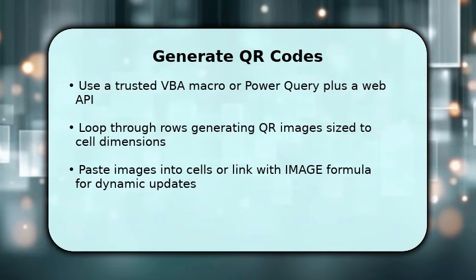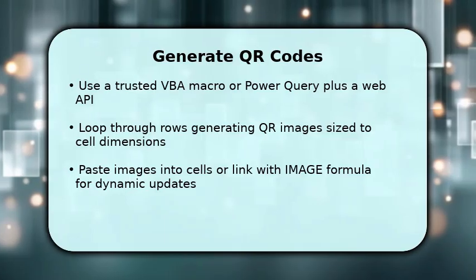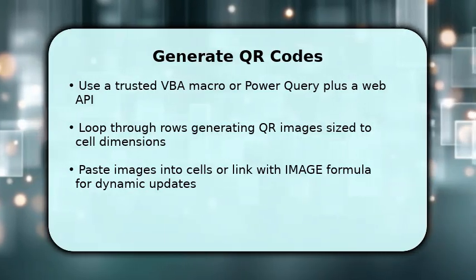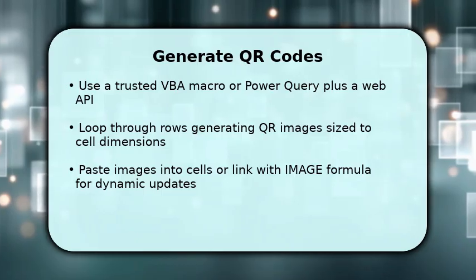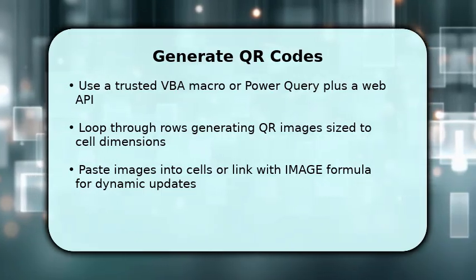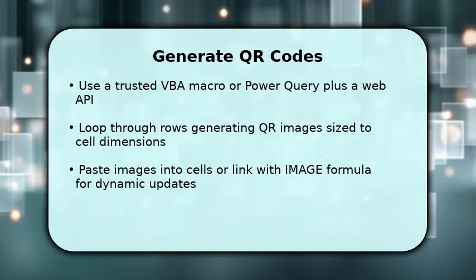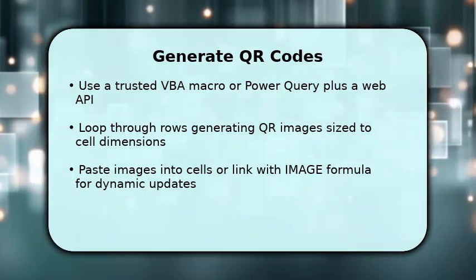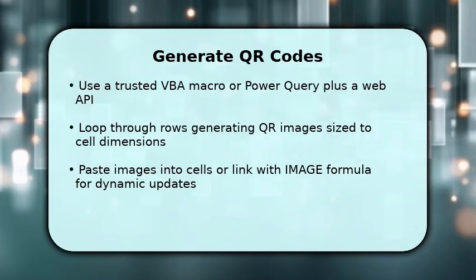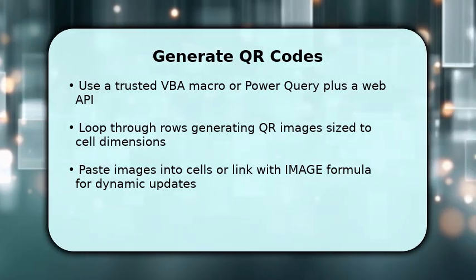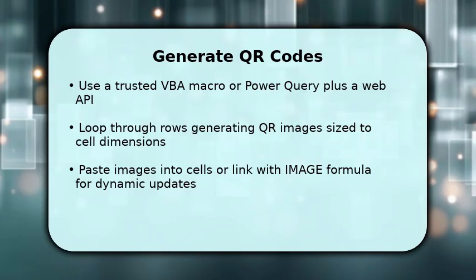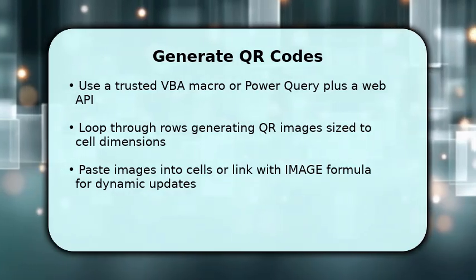Now you execute the core process. Call a QR generator service or run a VBA routine that builds QR image URLs from your data. If using VBA, loop through each row, request the QR PNG at a chosen size, and download it into a temporary folder. If using image or Power Query with Excel 365, construct the API URL and insert it directly.